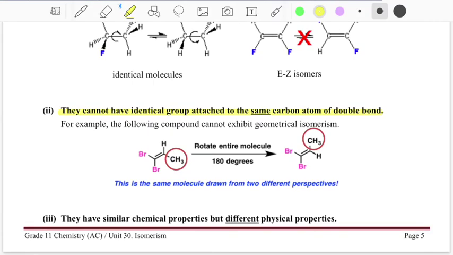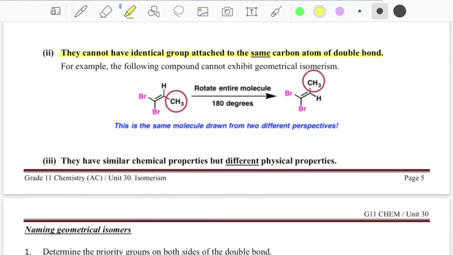And third, this describes what kind of properties geometrical isomers have. They have similar chemical properties but different physical properties. Again, later we're going to discuss the difference in physical properties in detail.